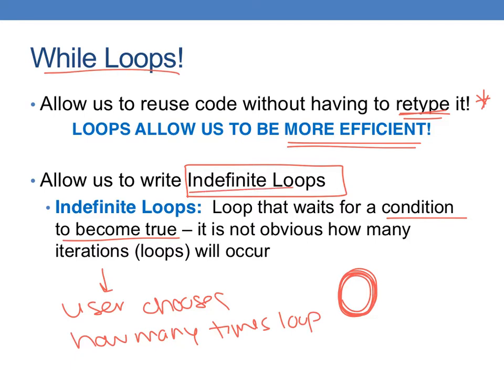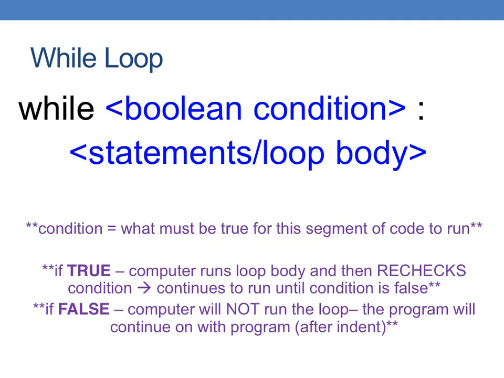So indefinite means that that loop, it's not obvious how many times it's going to loop, and that's where while loops are extremely important. Now up on the screen here, you see the basic syntax for a while loop. You see the word while, and that signals to Python and your computer that you are going to be running a while loop.